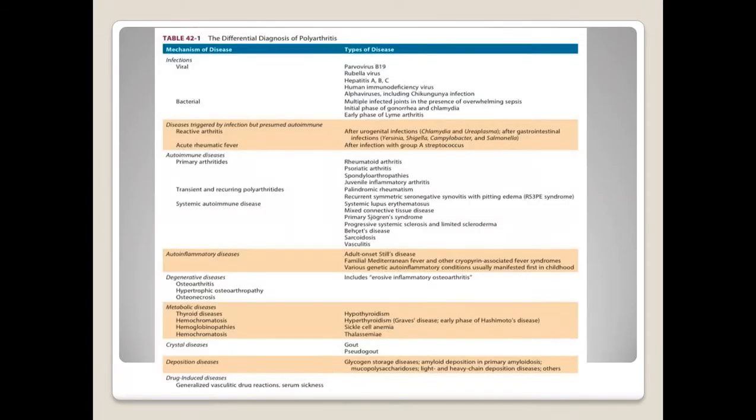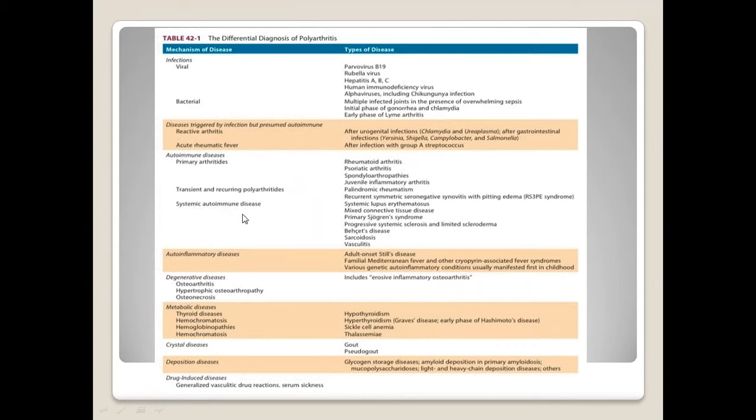So the differential diagnosis of polyarthritis: among the infections, parvovirus is a viral cause, whereas the bacterial causes are Lyme disease in the early phase, and reactive arthritis, which is important, most often following urogenital infection like chlamydia, and acute rheumatic fever after infection with group A streptococcus. So these are the two things that you should remember: urogenital infections like chlamydia, and acute rheumatic fever after infection with group A streptococcus.